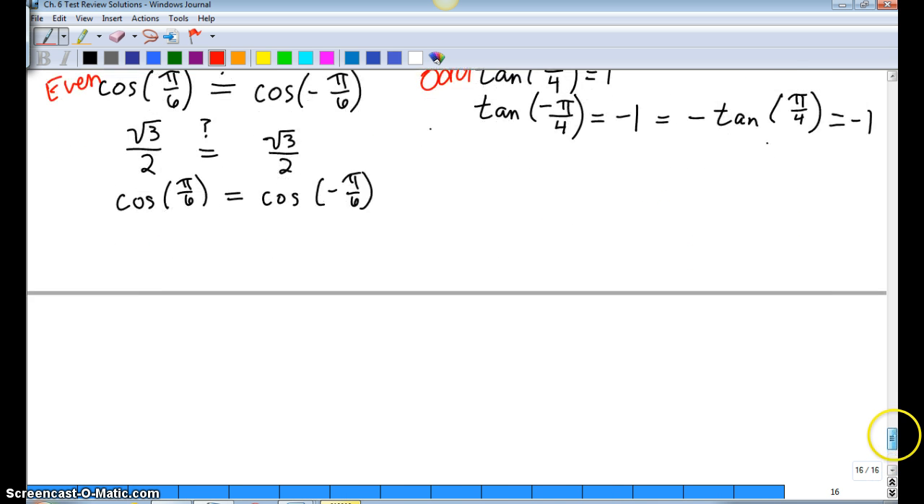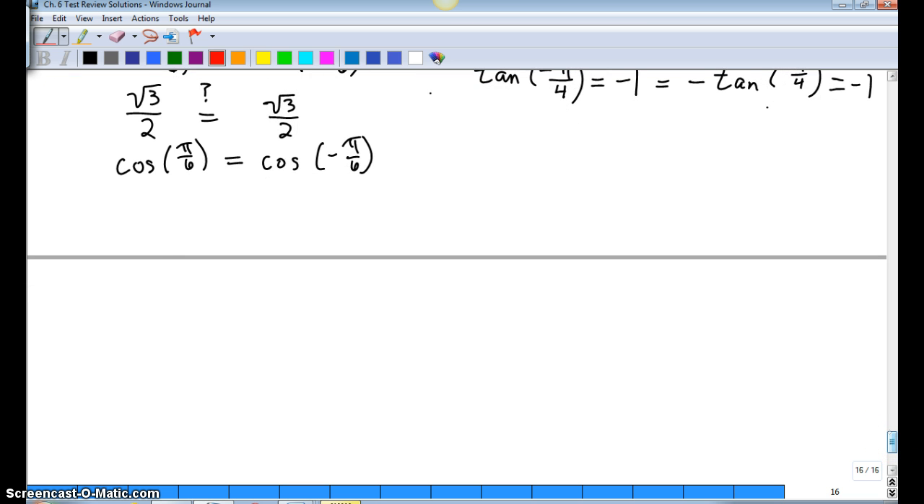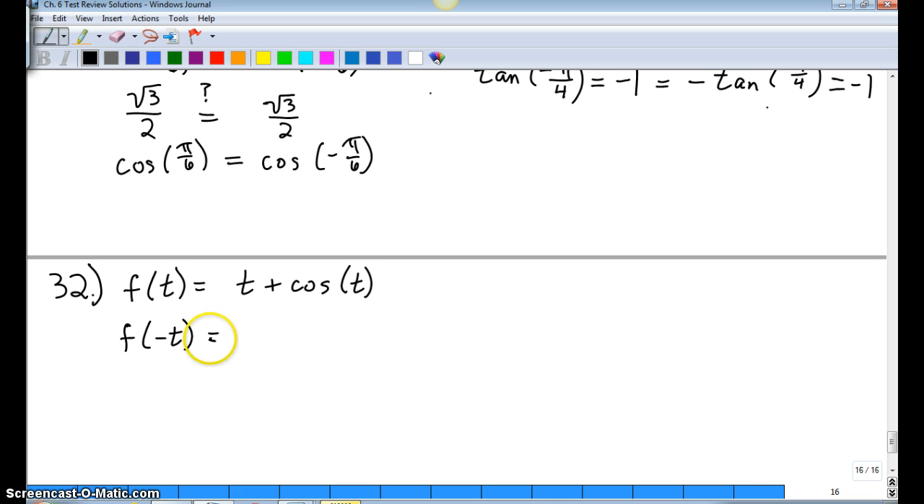Let me very quickly do question 32. It's a little bit more in depth, I guess. So 32, we've got here's f of t: t plus cosine t. So if we find f of negative t, what that means is for every t that I see up in my first function, I'm replacing t with negative t. So that's negative t plus cosine of negative t.